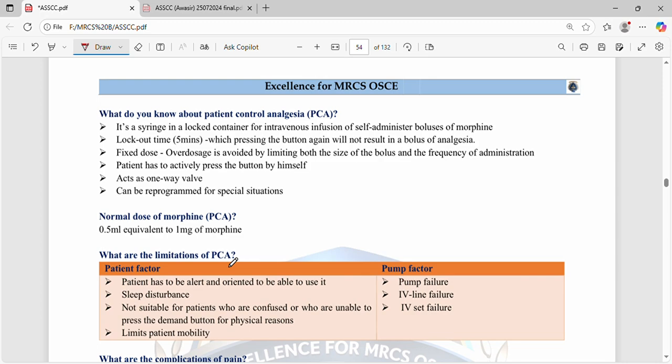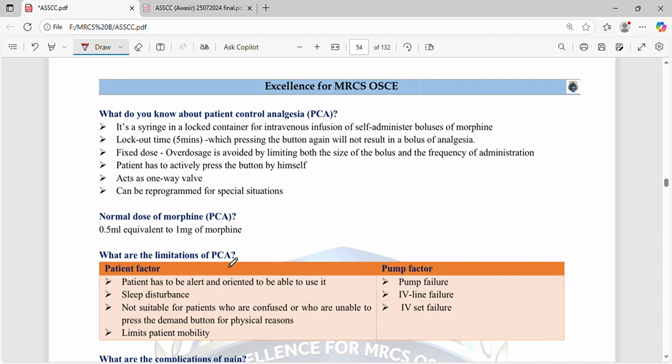Continuing with the station of pain management, so this is part 2 of the pain management. So what do you know about patient control analgesia, PCA? It's a syringe in a locked container for intravenous infusion of self-administered boluses of morphine. So in this, as the name shows, the patient controls it by himself.